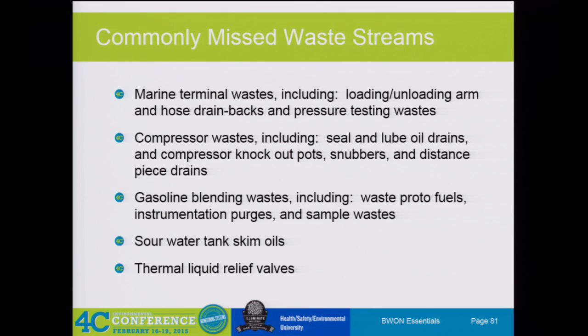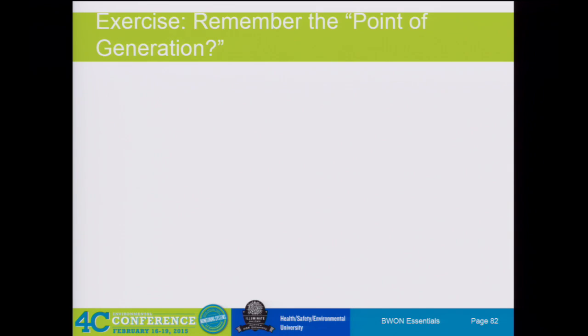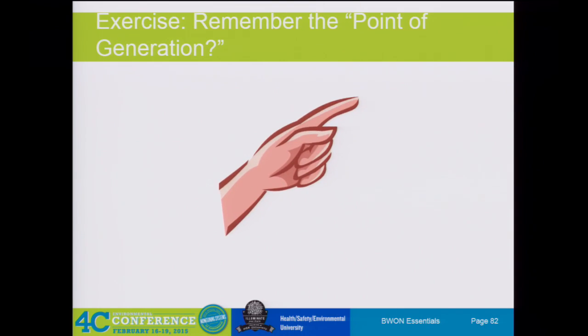Sour water tank oil skims. So if you've got a layer of oil on the top of your sour water tank, you need to be accounting for that in your BWON tab. And then liquid thermal relief valves. So if you've got a thermal relief out there with some liquid in it, you need to keep track of that as well. See why BWON is not one that you can do from your desk? You have to get out there, you have to involve other people, and you need to talk.